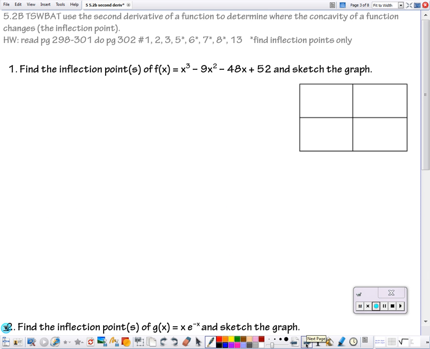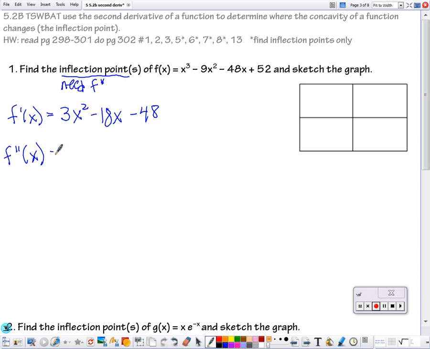Okay, so let's put this knowledge to use. Find the inflection points of this function and sketch a graph. Okay, so for inflection points, we're going to need the second derivative. So first, we have to find the first derivative. Use our power rules. Then the second derivative, 6x minus 18.